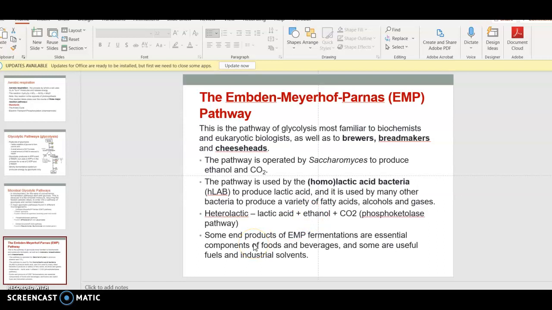Some end products of this fermentation are essential components in food and beverages, for example, in fuel and industrial solvent industry.